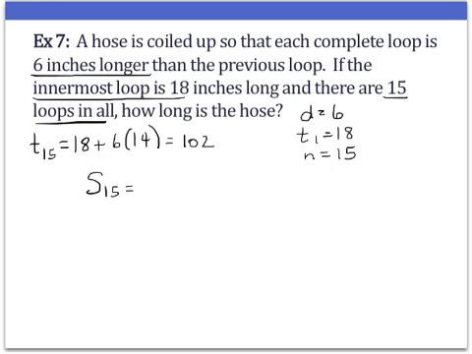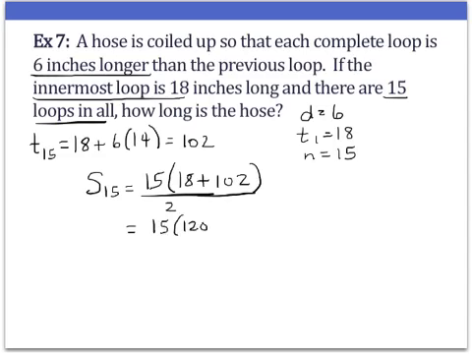So the number of loops, 15, divided by 2. And I'll add my first one and my last one. And this time, because I have an odd number of loops, I can't really add those together. So I've got 15 times 120 divided by 2, and that gives me a length of 900 inches for my hose.